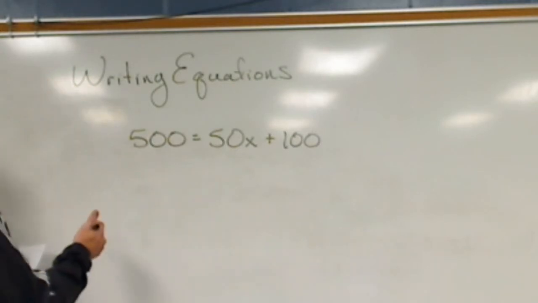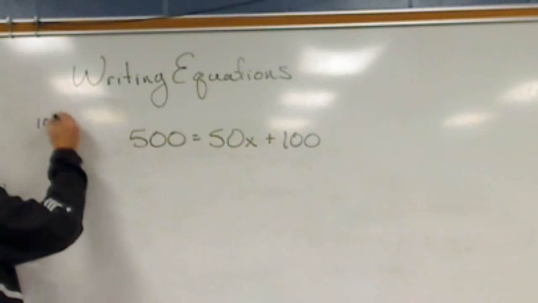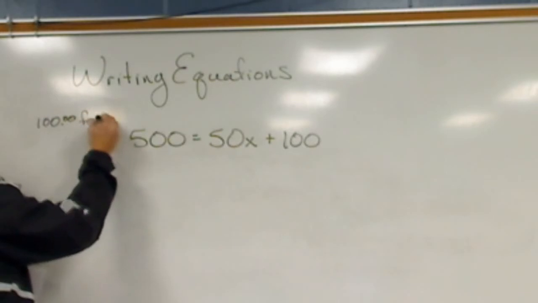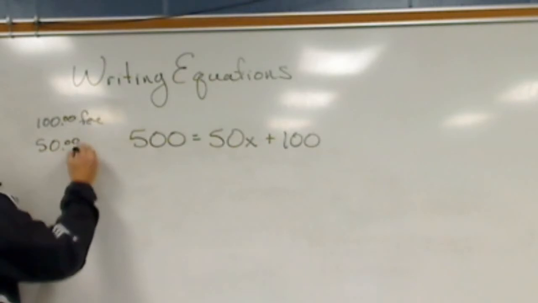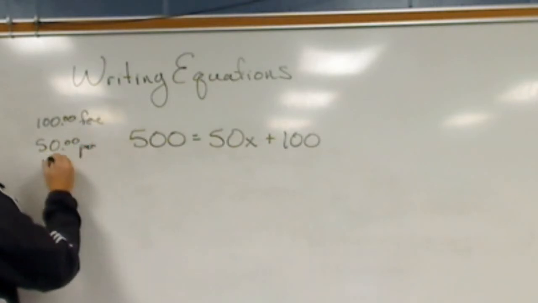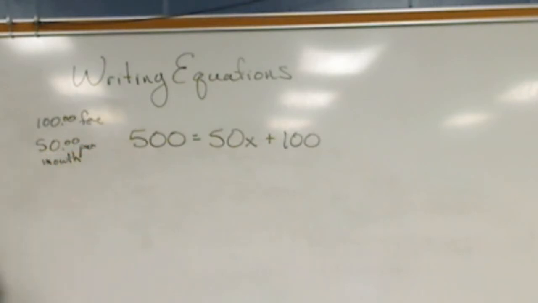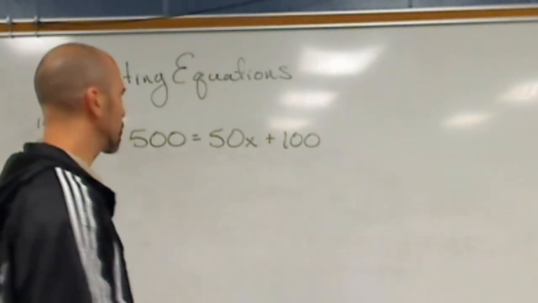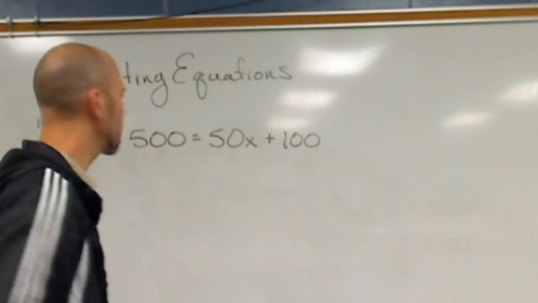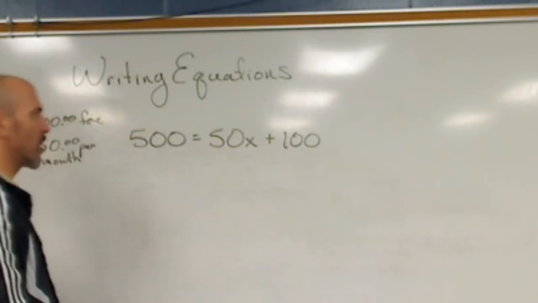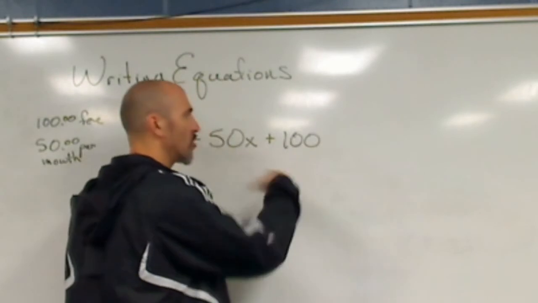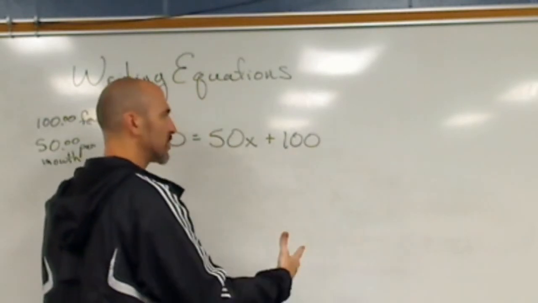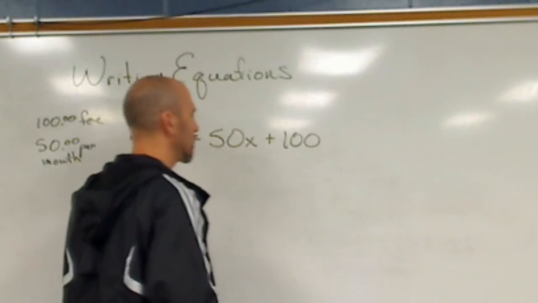So this word problem will be, we got to pay a $100 fee to start the plan, and then we're paying $50 per month. Okay, so once again, to start the plan, we had to pay $100. So before you ever start having the plan and getting whatever minutes you get per month, you got to pay $100. So again, this is our constant, this is our starting point, this is our initial fee. Our initial fee in this case is the $100 to start the plan.